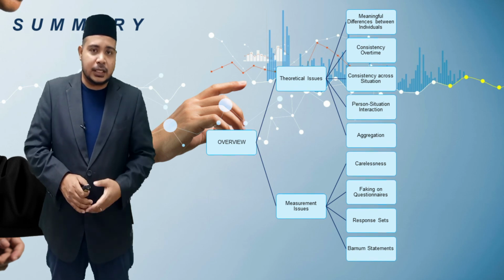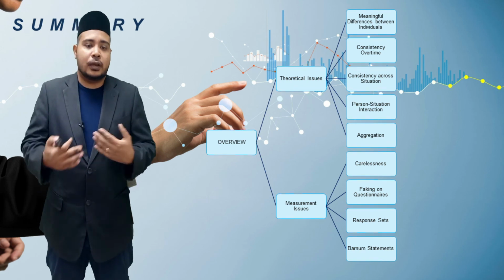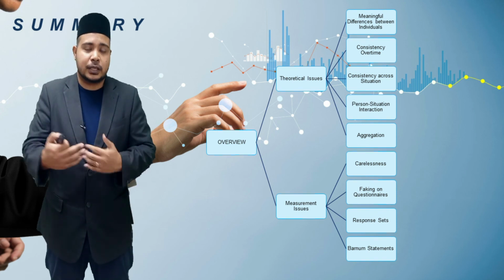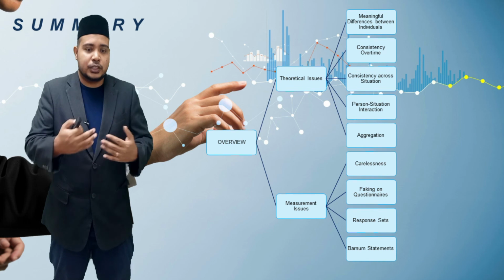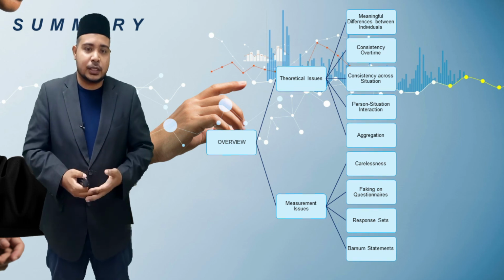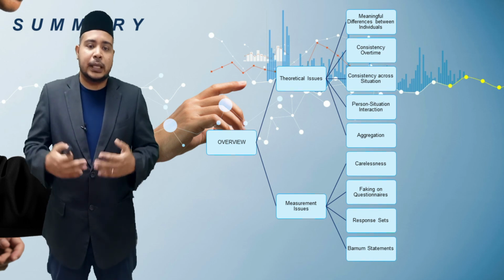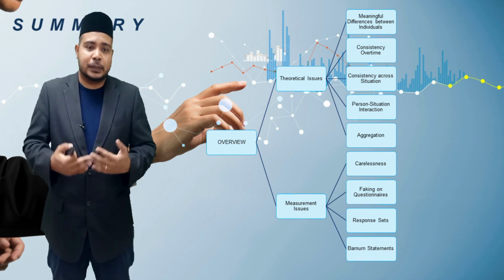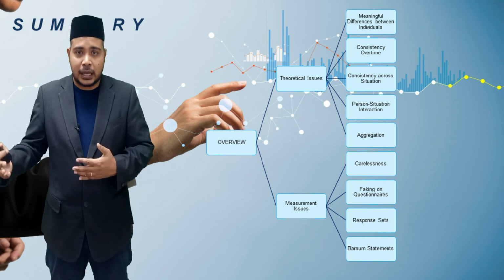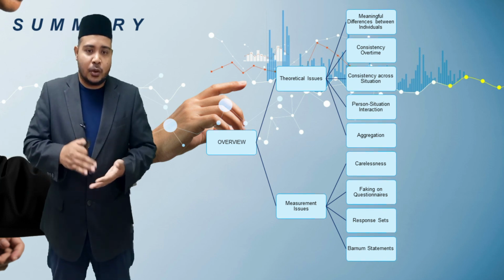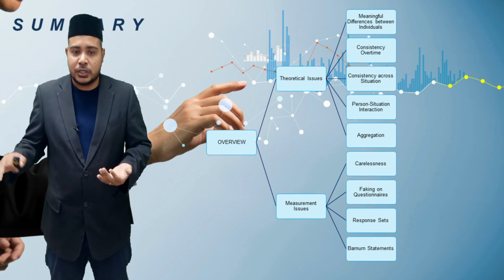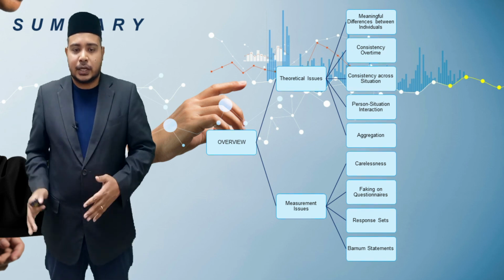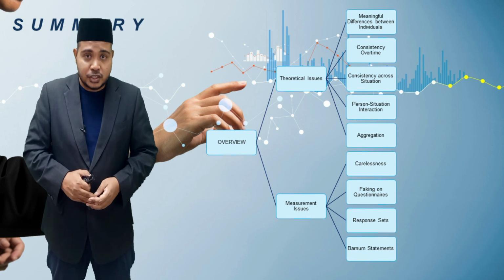So in a nutshell, in this lecture, we have discussed two subcategories, which are theoretical issues and measurement issues. Under theoretical issues, we looked into the meaningful differences between individuals. We looked at personality as consistent over time, and personality traits as consistent across situations. Okay, under that we also looked into person-situation interaction, and we looked into aggregation.